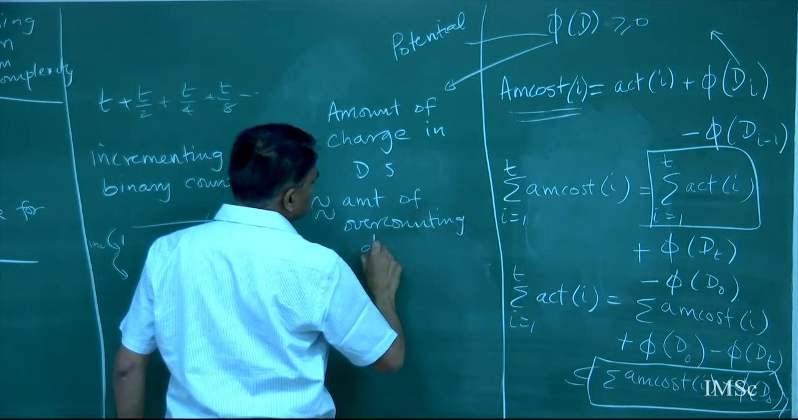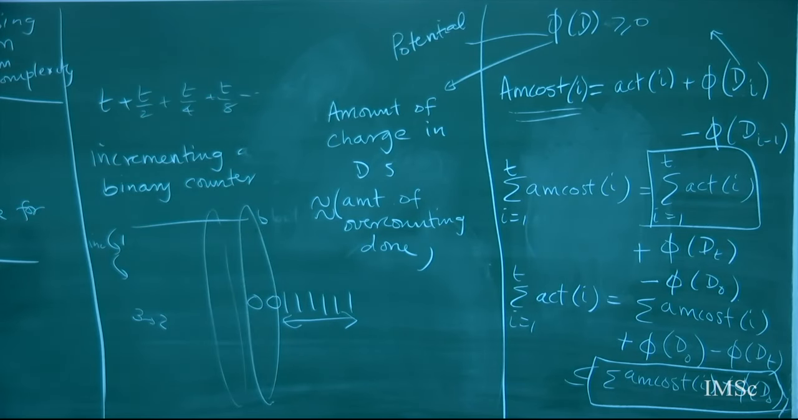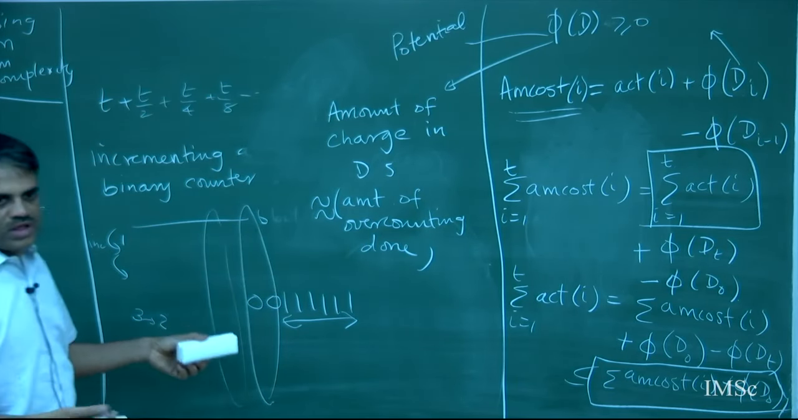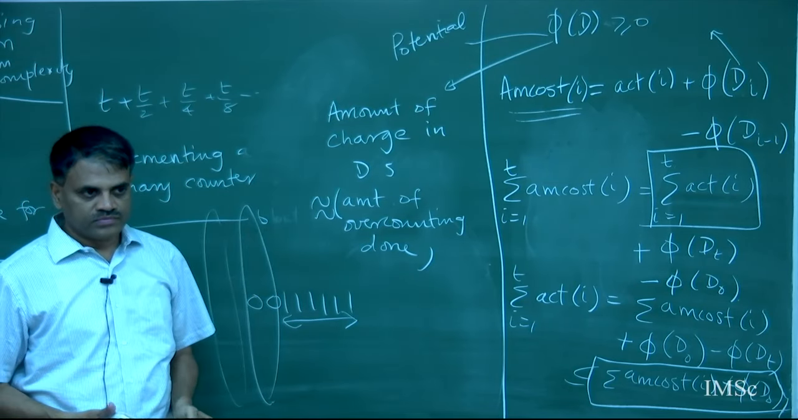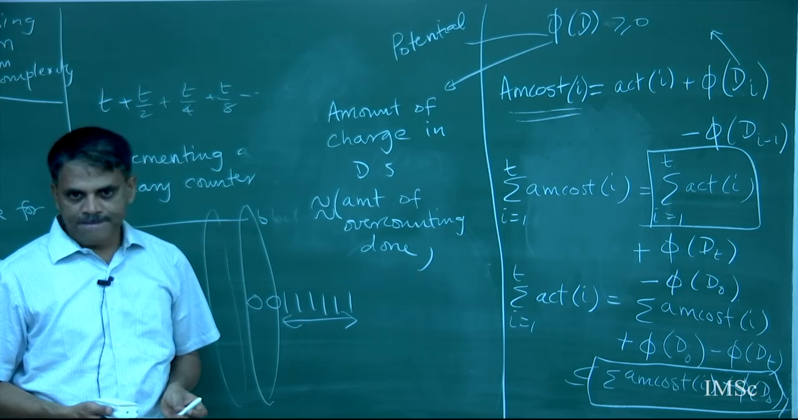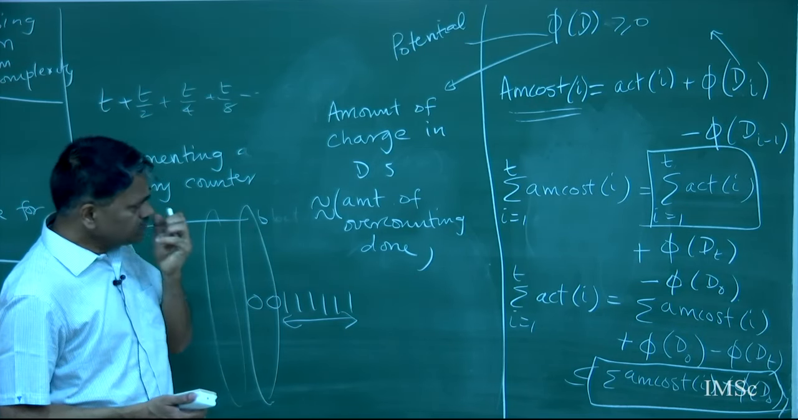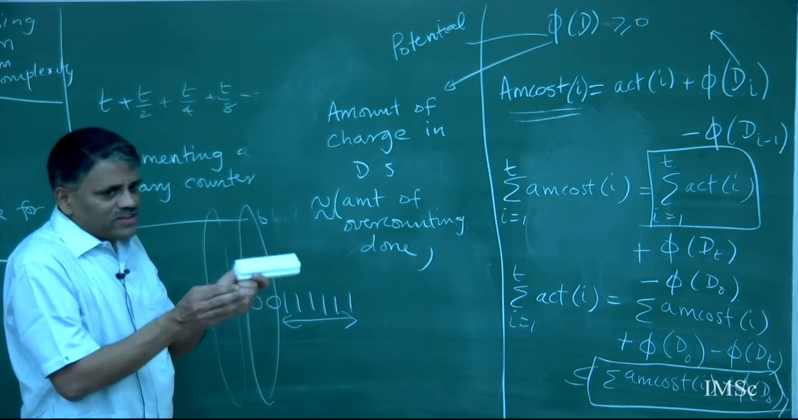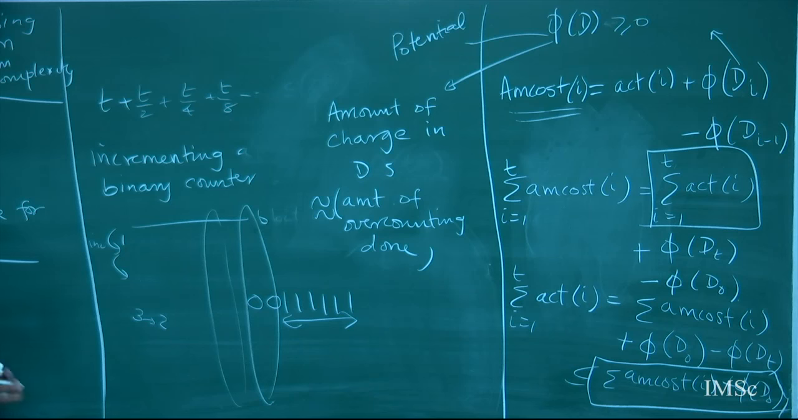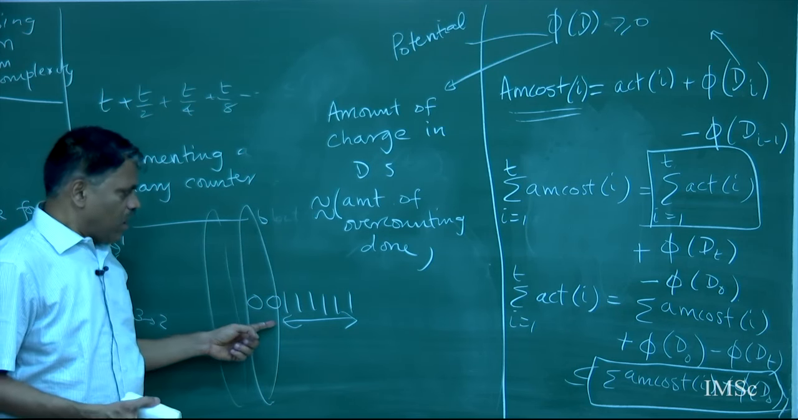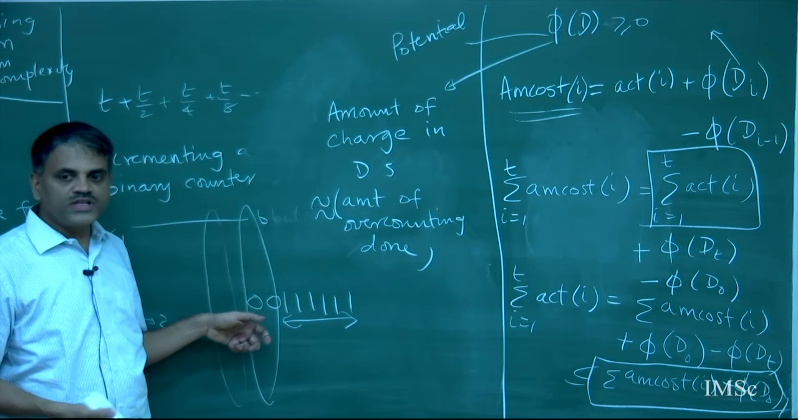I'm counting the cost, and now in the context of incrementing a binary counter, what should be the amortized cost? What is the potential? It's all about distributing this cost carefully. What we saw last time was this: when I am doing a binary increment, there are some 1-0 flips and some 0-1 flips. How many 0-1 flips happen?